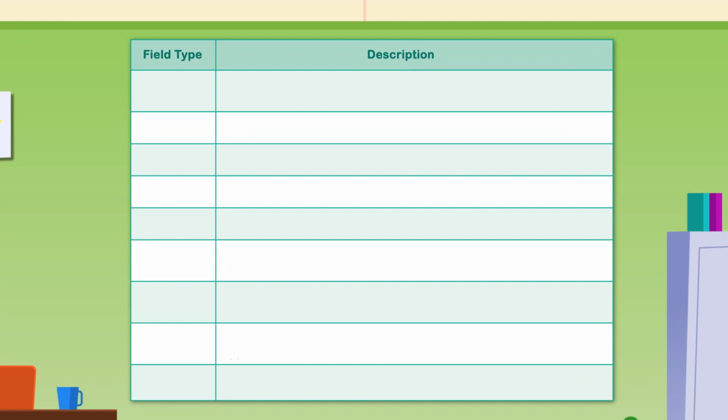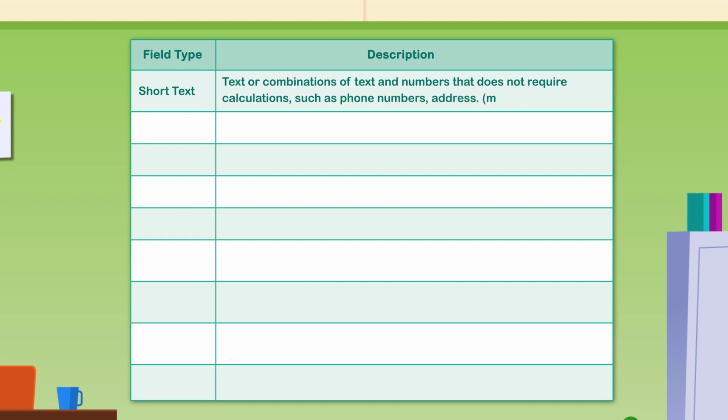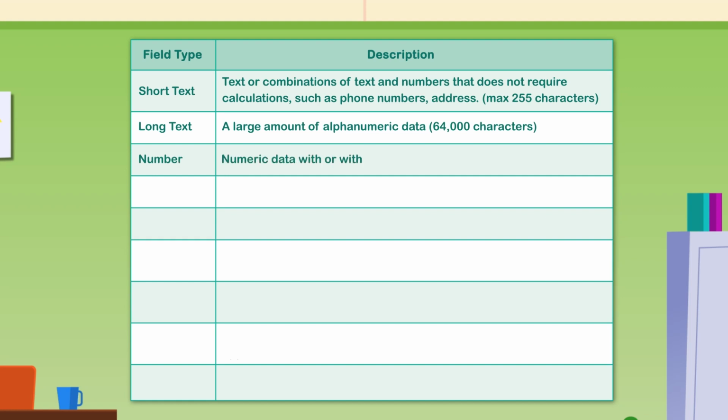Let's see this together. First is short text, which is text or combinations of text and numbers that does not require calculation, such as phone numbers, addresses, and can contain a maximum 255 characters. Second is long text, which is a long amount of alphanumeric data with 64,000 characters. Next is number, which is numeric data with or without decimal values. Then date or time, which are date and time values.